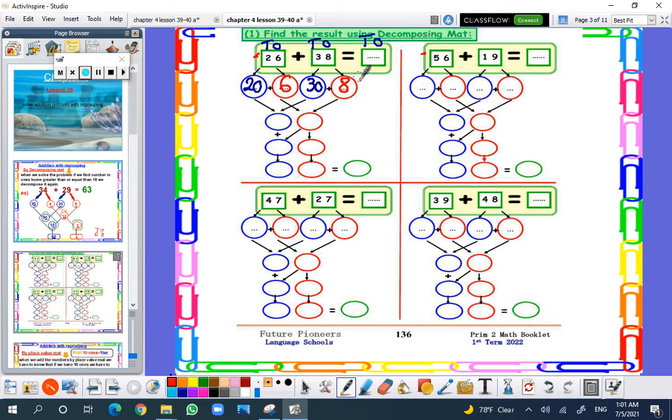Then what is the next step? I'm going to add the ones together. So 6 plus 8, don't forget we are in the addition operation. So 6 plus 8 equals 14. I'm going to write 14 on the ones. Then let's add the tens together. 20 plus 30 equals 50. So write 50 on the blue ball.